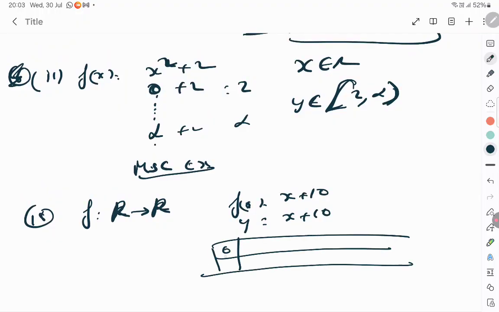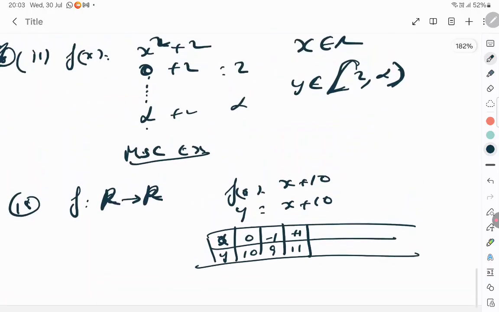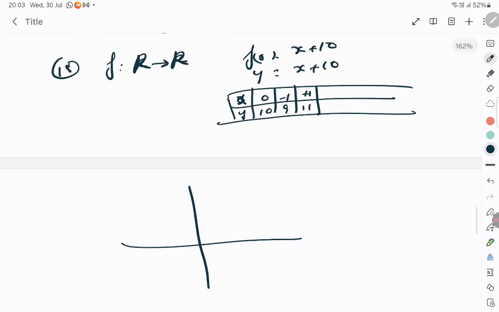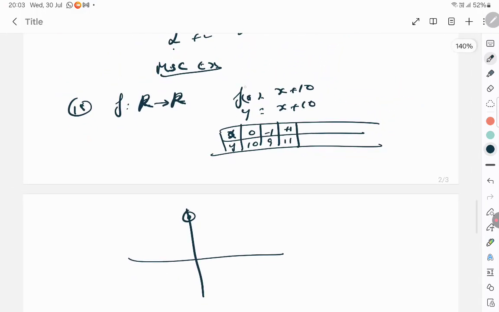You put x value and y value. X as 0, y is 10. X as minus 1, y is 9. X as plus 1, y is 11. And 2 points is enough to draw a graph. This is more than enough. So when you plot a graph, there is a 0, 10. And if y is 0, x is minus 10. So minus 10, 0. So this will be the line.